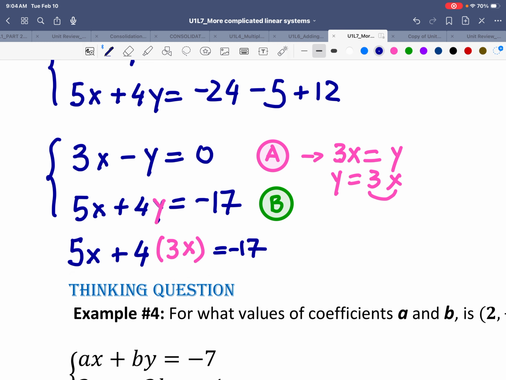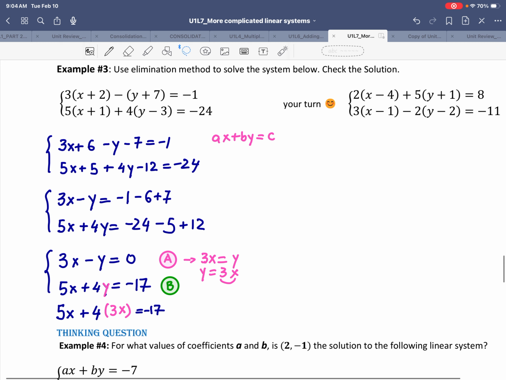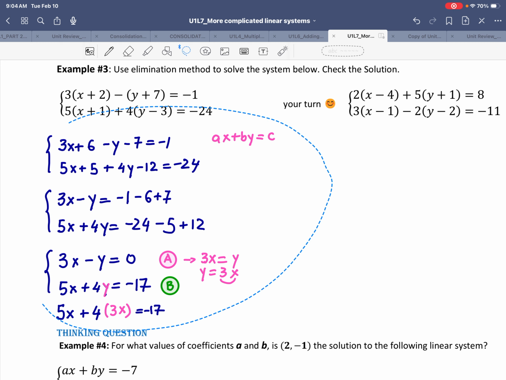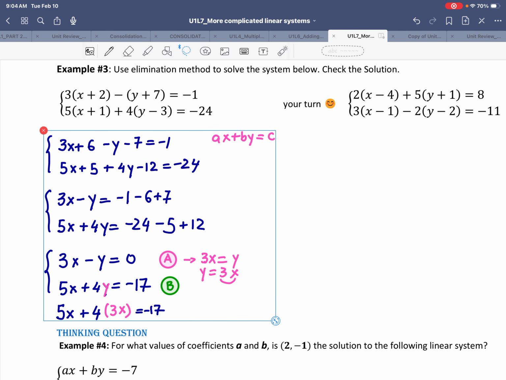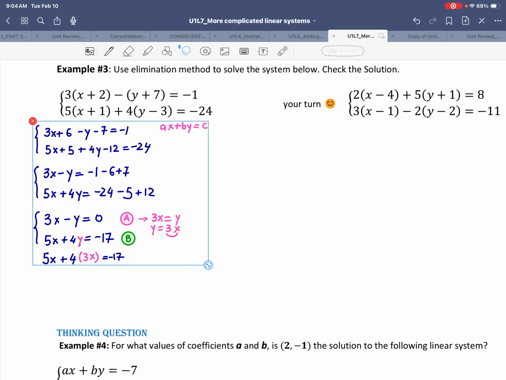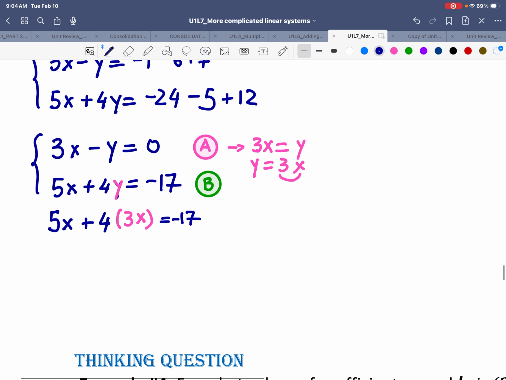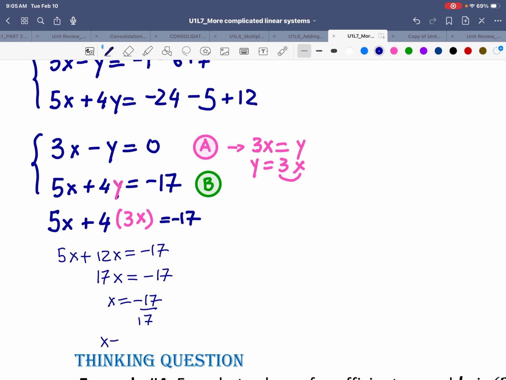As you can see, that's the only variable in the equation. And we'll have 5x. I think I have to make a little bit of room here. All right. So here we go. We have 5x plus 12x equals -17. I like what I see in here. The answer seems to be an integer. So x equals -17 over 17, or -1.